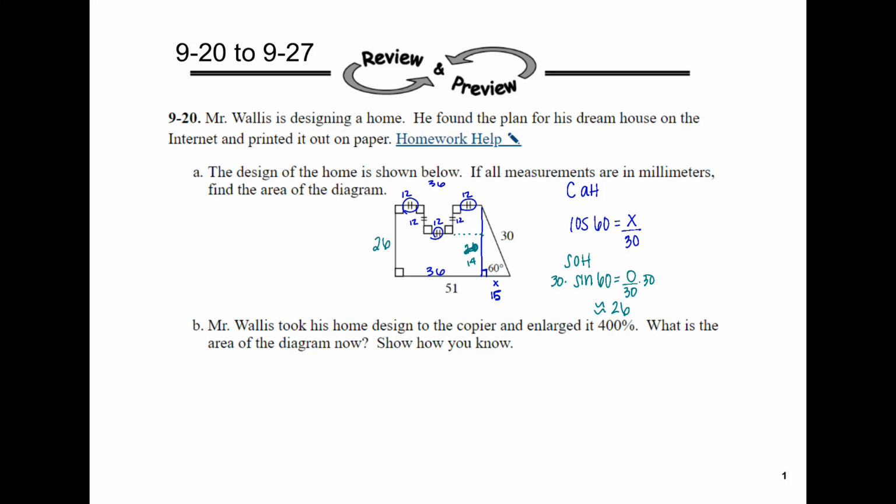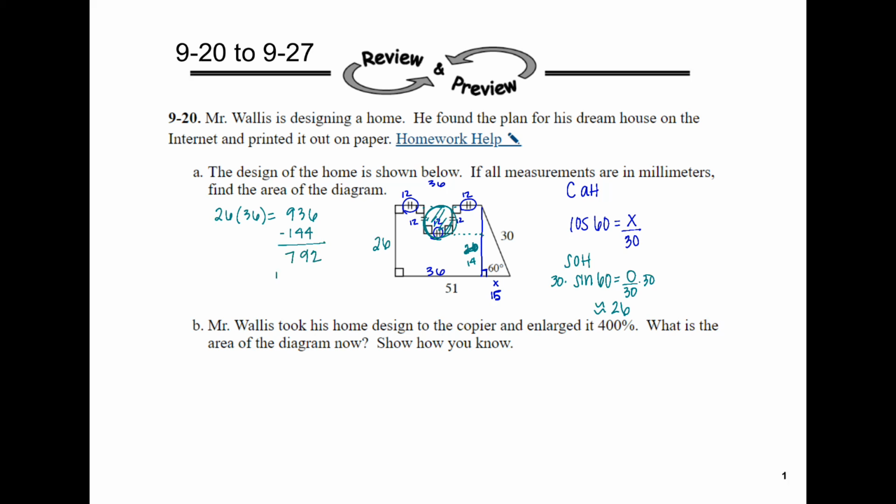I then want the area of my home, so I could do the area of this entire big box, which would be 26 times 36, which equals 936 millimeters squared. But I need to subtract out this piece, which would be 12 times 12. So we need to subtract out 144, which would bring us to 792.